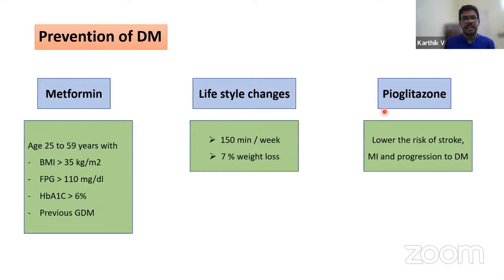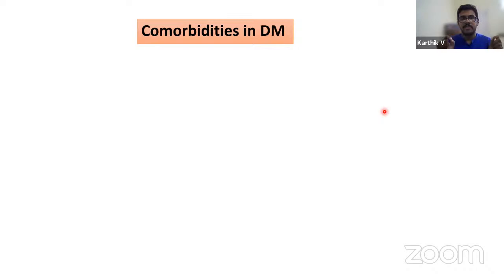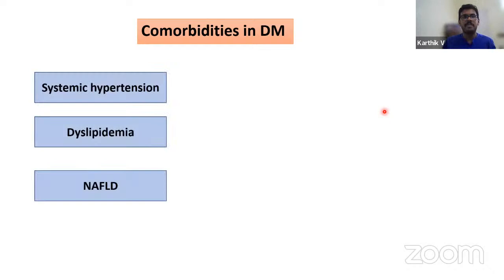Now, comorbidities in diabetes mellitus, a very, very important, often overlooked statement, especially among clinicians and practicing physicians. When you say comorbidities associated with diabetes mellitus, the first things that come to your mind would be systemic hypertension, dyslipidemia, non-alcoholic fatty liver disease, etc. And you have another set like the complications, the microvascular complications and the macrovascular complications. But the diabetes comorbidities are beyond this trio, beyond hypertension, dyslipidemia, and NAFLD.